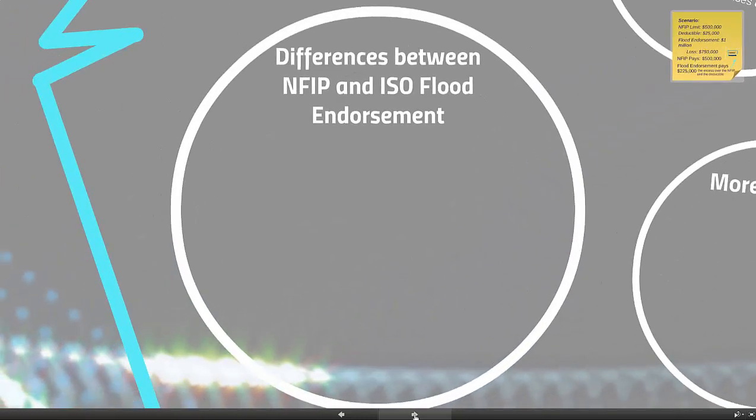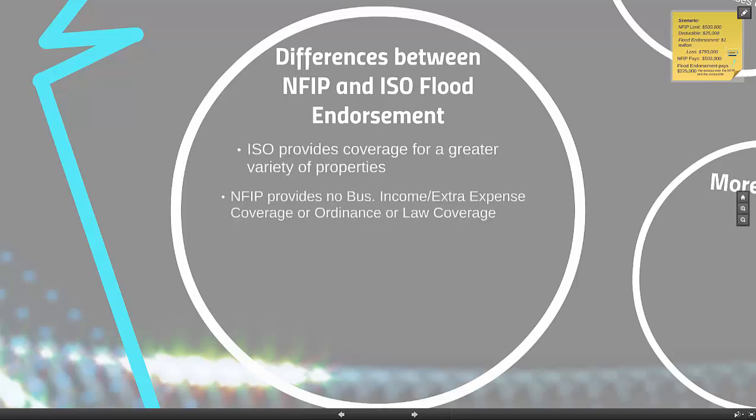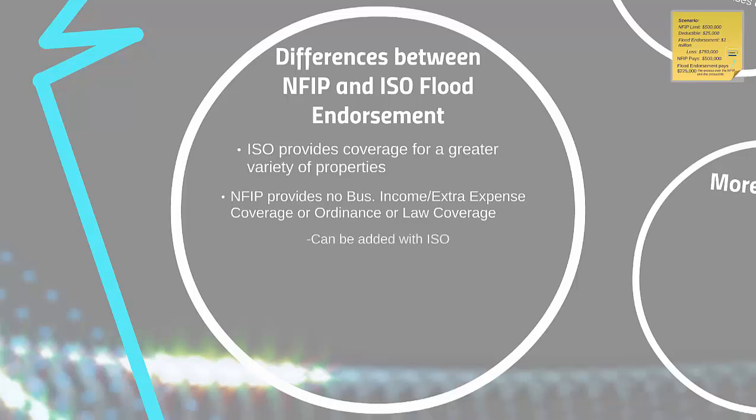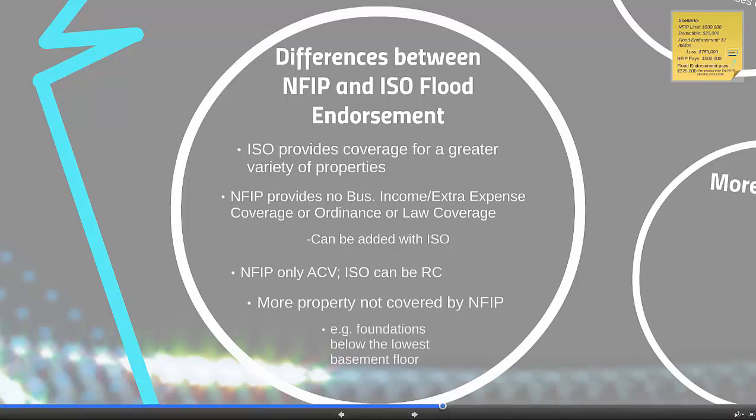Now let's talk about the difference between NFIP and the ISO flood endorsement. ISO provides coverage for a greater variety of properties. And as already mentioned, NFIP provides no business income or extra expense coverage and no ordinance or law coverage beyond the increased cost of compliance, which was Coverage D. These can be added with the ISO flood endorsement. NFIP pays only actual cash value, whereas ISO can be replacement cost. And in general, more property of the insureds is not covered by NFIP. For example, foundations below the lowest basement floor.